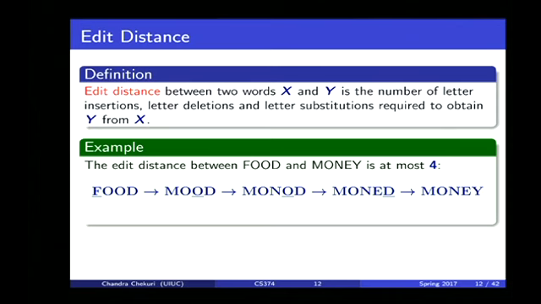I don't know, maybe there is a shorter way to edit food to money, which takes only 3 moves. Well, that's what we want to know. Given two strings, how do we find the smallest number of edits to go from one string to another? If you had that measure, then we can solve the spell checking problem, at least inefficiently.